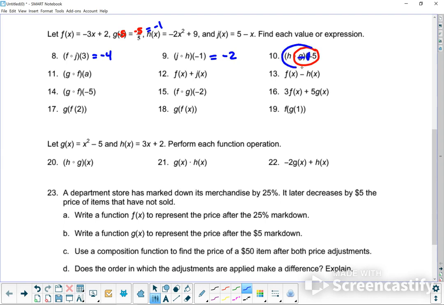Now I need to look at h of negative 1. So I'm going to go ahead and put negative 1 in there. Actually, it comes out to be the same amount. So h of negative 1 is negative 1 squared, that's 1, times negative 2 is negative 2, plus 9 is going to give us positive 7.